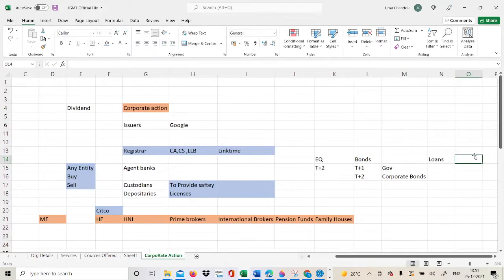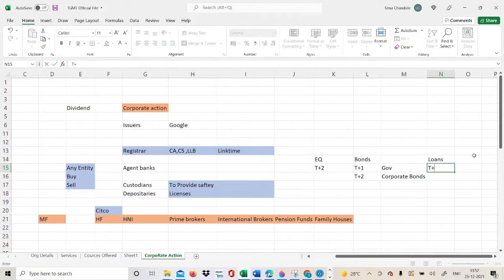Loans. If you say any loan obligations, the settlement would be around T plus 5 for a loan syndication product, and T plus 10 would be for the loan market association products.